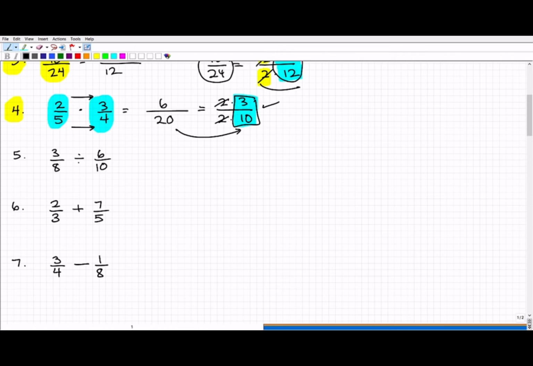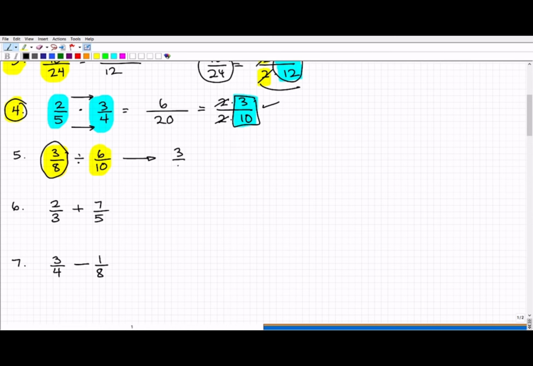Okay, so we got multiplication down. Let's talk about division. Division is actually quite easy as well. What we do with fractions is we don't actually divide fractions. We're going to turn this problem into a multiplication problem. Because the previous problem, I showed you how to multiply, so we already know how to do that. We're going to turn this into a multiplication problem, and then we're going to do what we did in problem number 4. So what we do there, it's very easy, is we write the first fraction again.